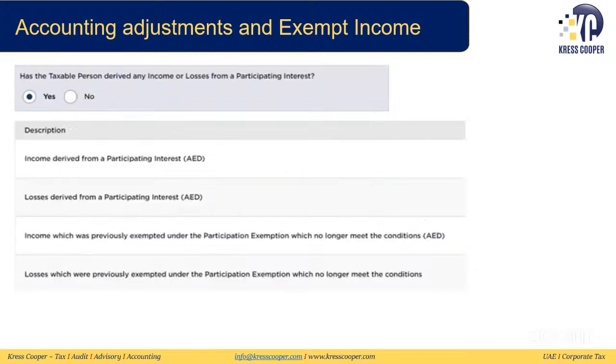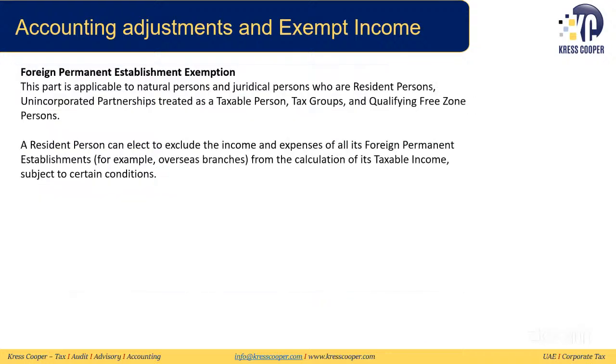If you are meeting that, and the definition for participation interest, and you have derived any income from that, you have to click yes here, and then give more detail about it, and what is the amount of income or the amount of losses. For the next tax return, it will be for the previous period: if there was any participation exemption which you had taken, but it no longer meets the condition, that needs to be added back as well. And if any losses were previously exempted, you will also have to put in this information.